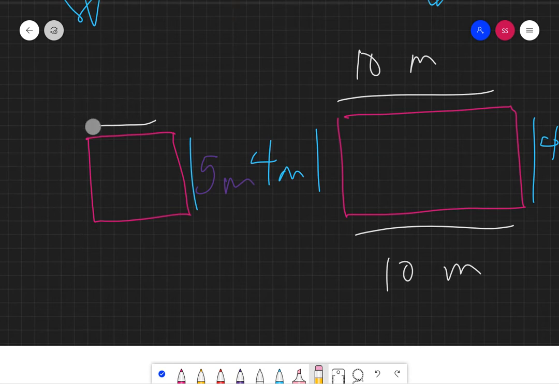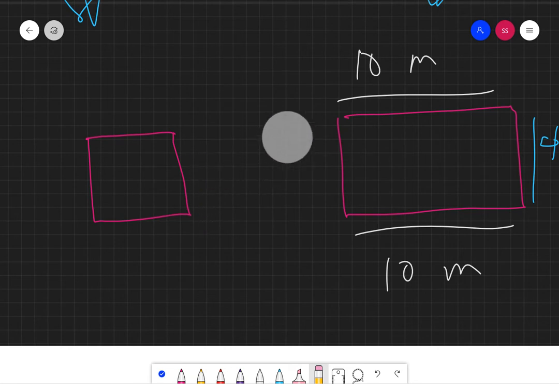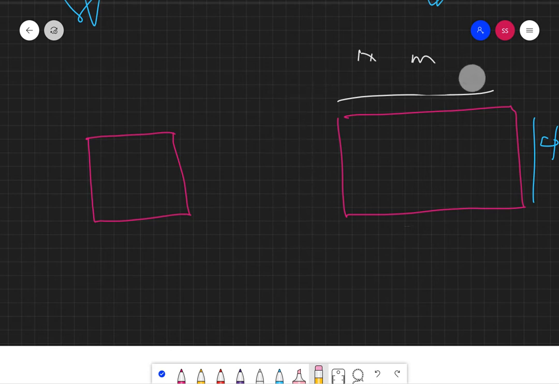Make sound effects while I do it, because who wouldn't want to make sound effects while they make things disappear? Ooh. Okay.